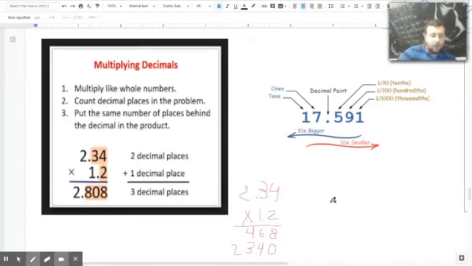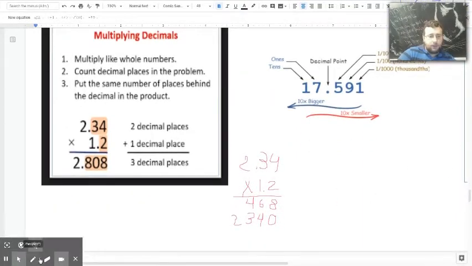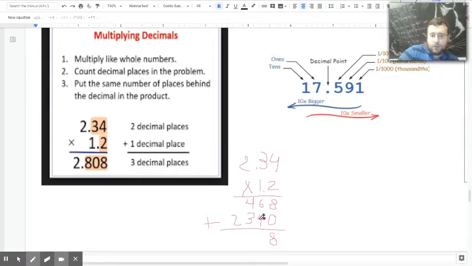Now that you have all of them solved like that, the next step is to just add it all up together. Now, 0 plus 8 is 8. 4 plus 6 is 10. 1 carries over to the 4. Now this becomes a 5 now, right? Or I just put 1 plus 4, which is 5, plus 3, which is 8.